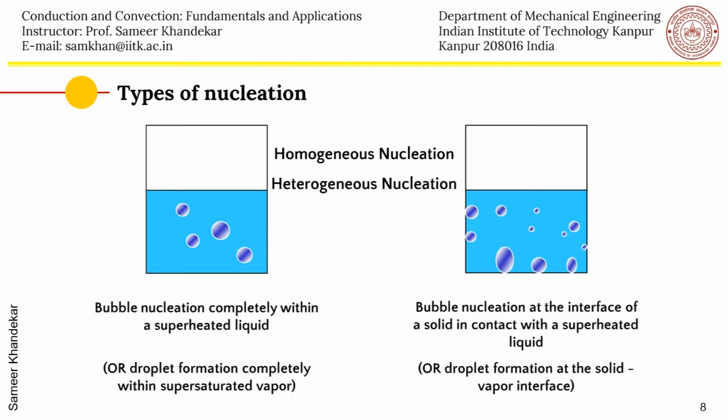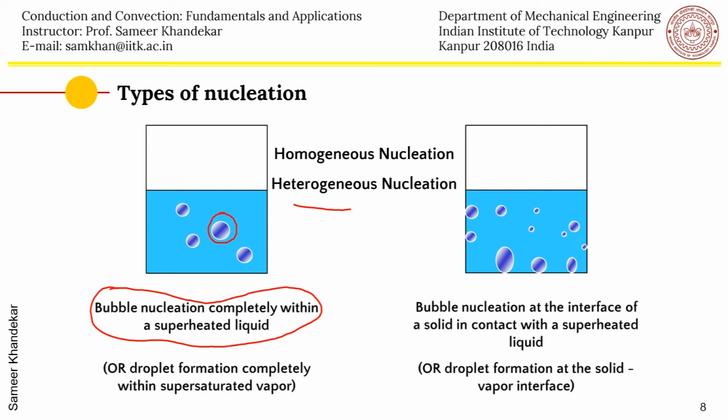Homogeneous nucleation is when a bubble gets formed in a liquid volume, completely within a superheated liquid. Of course, the liquid needs to be superheated so that heat can be given to the bubble. The bubble doesn't require any solid surface to get formed. It is inside the bulk itself, inside the volume itself. So it's a volumetric phenomenon.